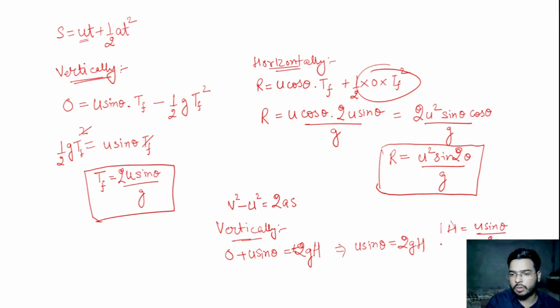So here are all three formulas to calculate the range, time and height. u sine theta squared upon 2g. So you can just derive from this equation and this equation as well. No other equation you can use. Only use vertical components and horizontal components, and you can easily derive this.